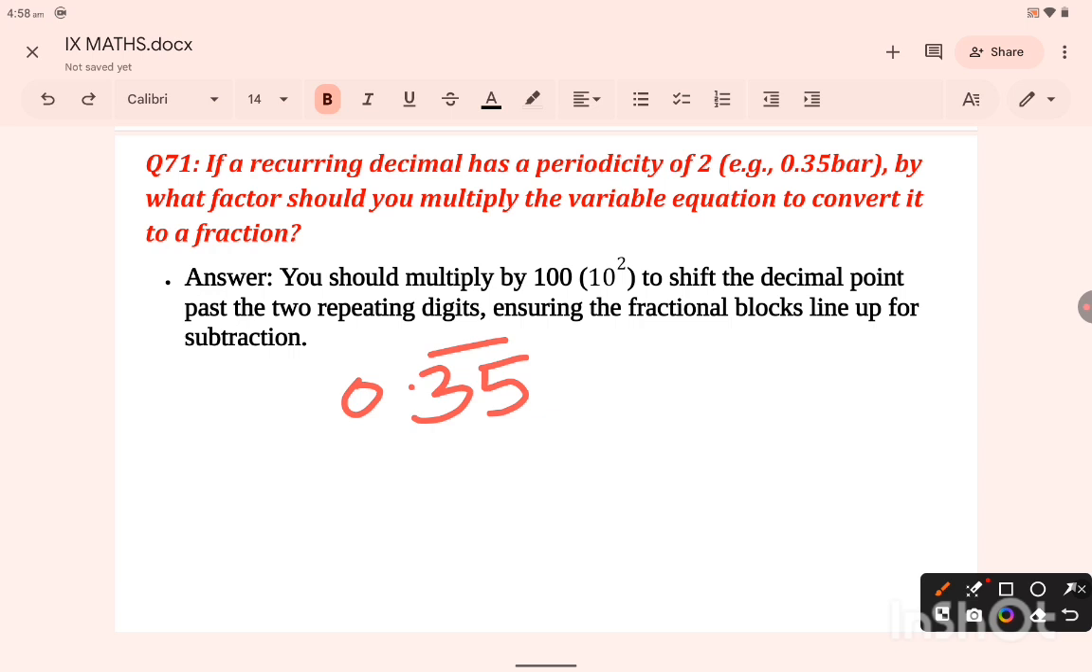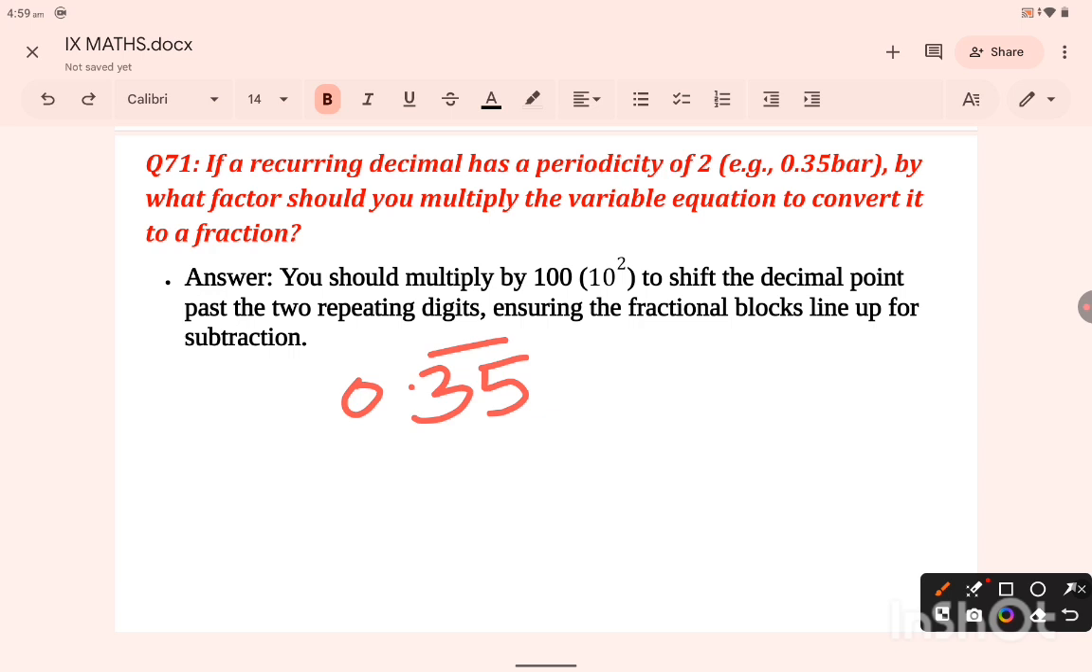Already we know that when the periodicity of a non-terminating recurring decimal is 1, then we should multiply by 10 power 1. If the periodicity of a given fraction is 2, then we should multiply by 10 power 2. If the periodicity of a given fraction is 3, then we should multiply with 10 power 3, and so on.